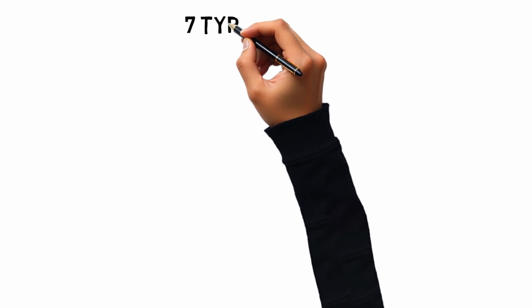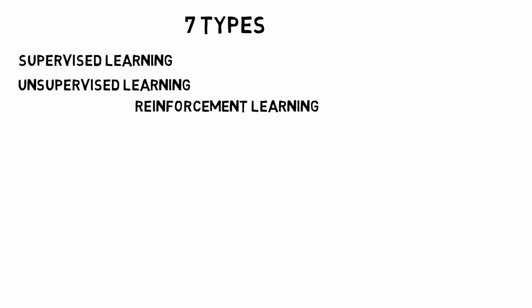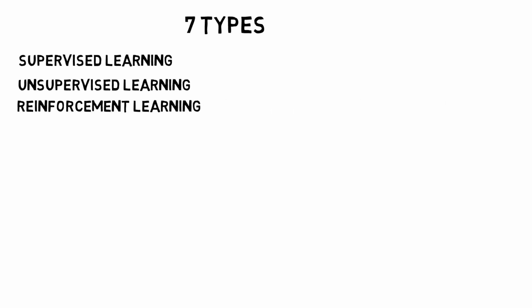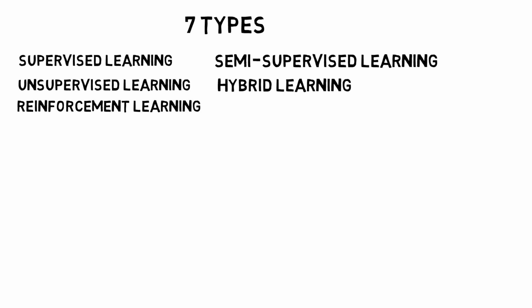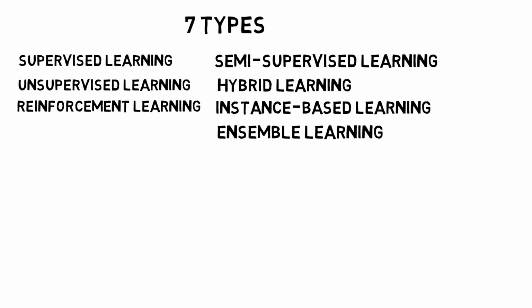We like the following classification of 7 types of learning. The 3 main types are supervised learning, unsupervised learning, and reinforcement learning. Additionally, there are 4 other types: semi-supervised learning, hybrid learning, instance-based learning, and ensemble learning. Now let's dive a bit deeper into each type of learning with examples from medicine.